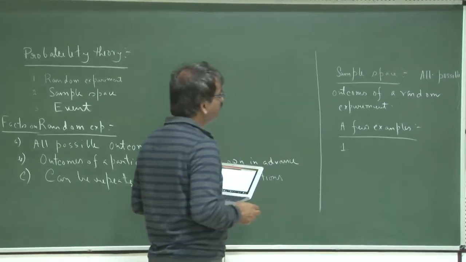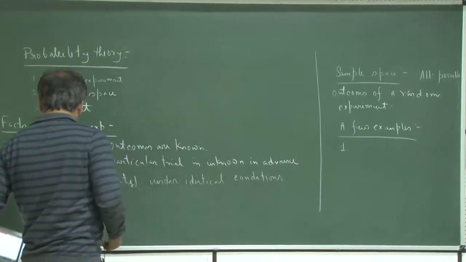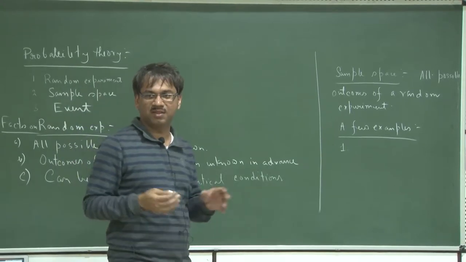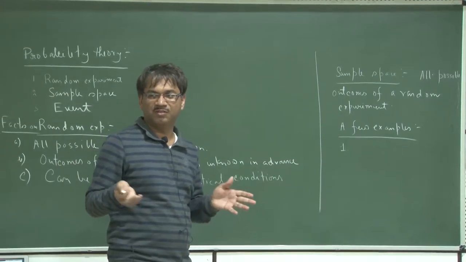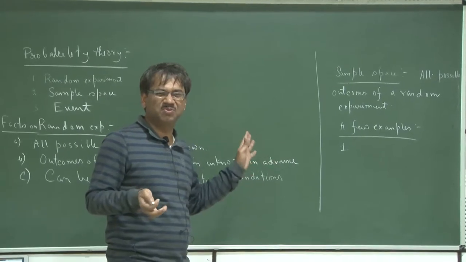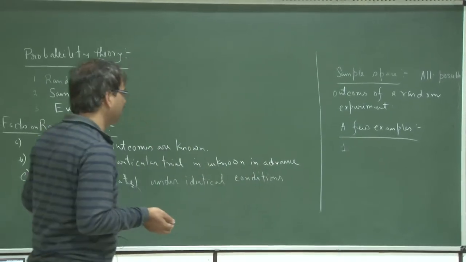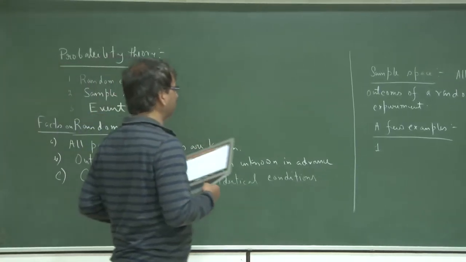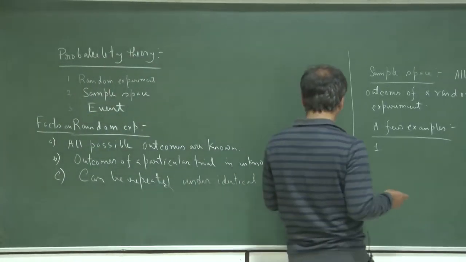Generally, if you look at the textbook, most of the textbook, whenever they try to give the sample space, they generally give the sample space like coin tossing, throwing a die. But I want to give some different types of example. You will realize that even in real life situations, you may think about the probability model, all those things.